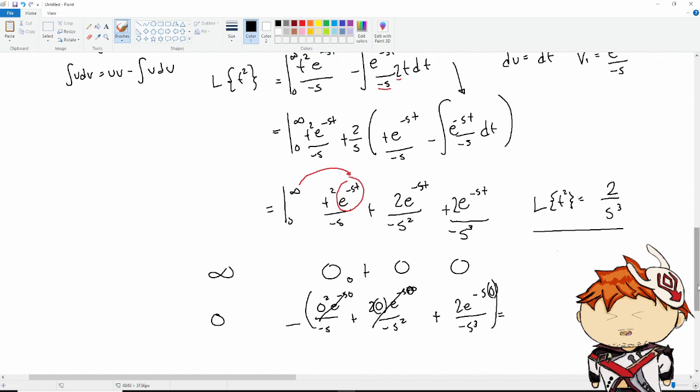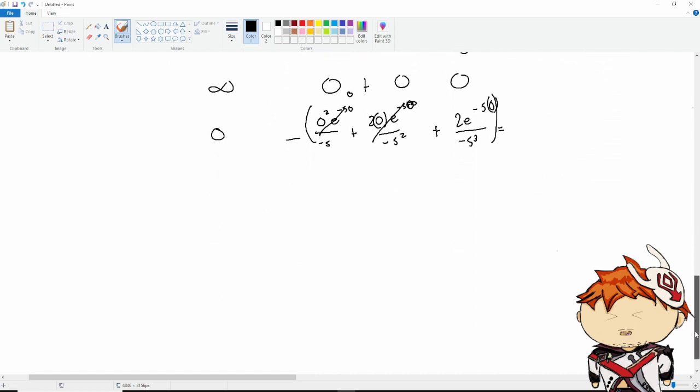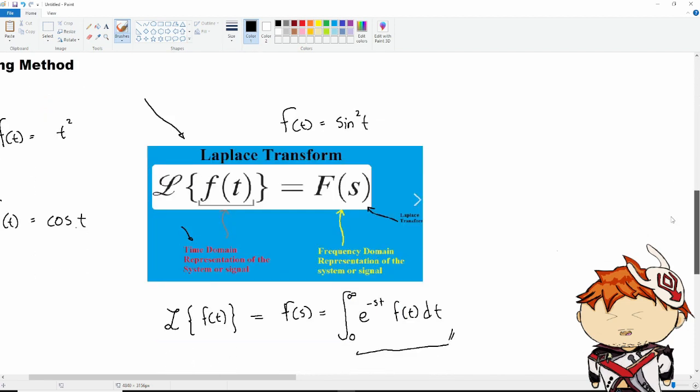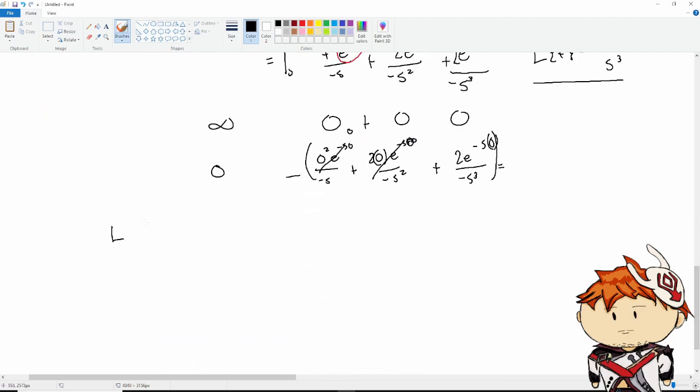We can make it shorter, actually. For example, I'm going to skip the other two first and let's do t to the fourth.